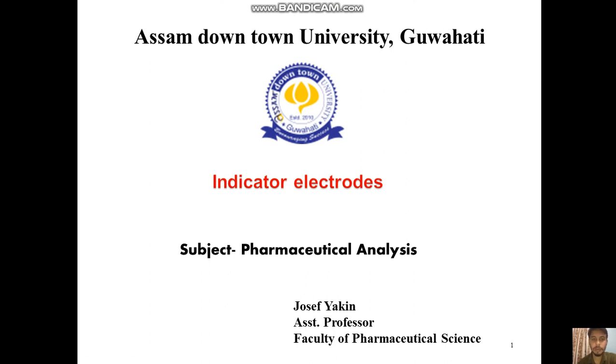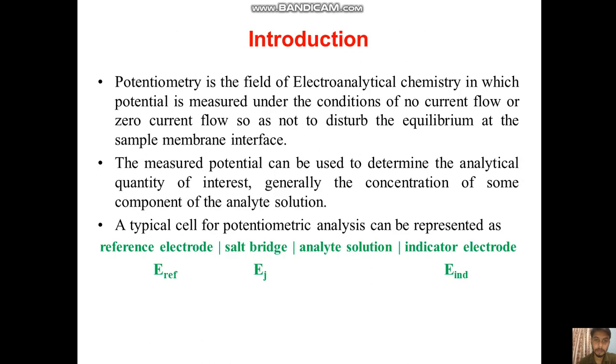So we are going to discuss indicator electrodes. These indicator electrodes are involved in potentiometry. Potentiometry is the field of electroanalytical chemistry in which the potential is measured under the condition of no current flow, or zero current flow, so as not to disturb the equilibrium at the sample membrane interface.